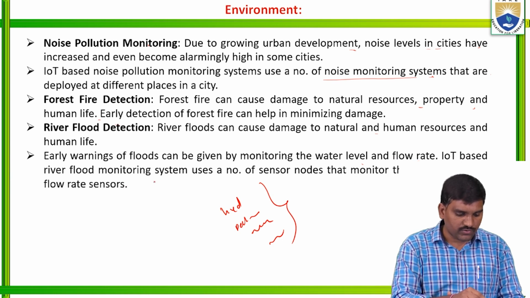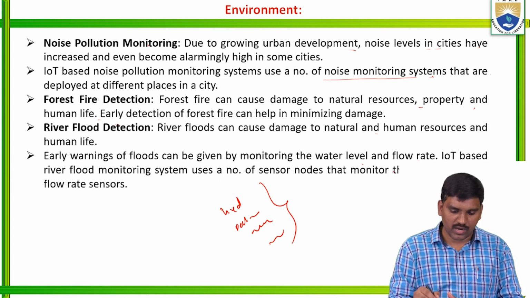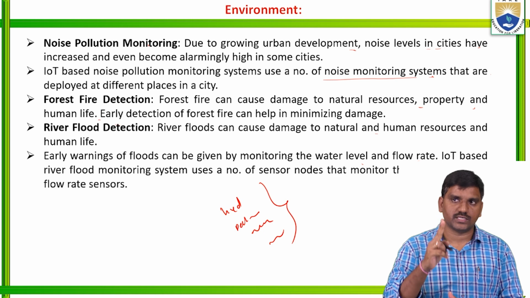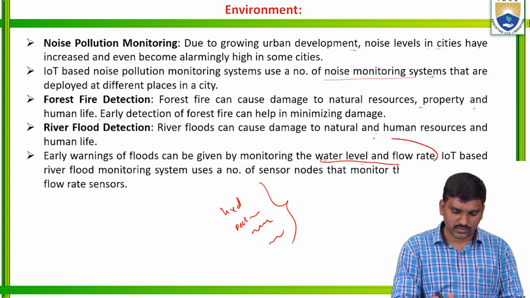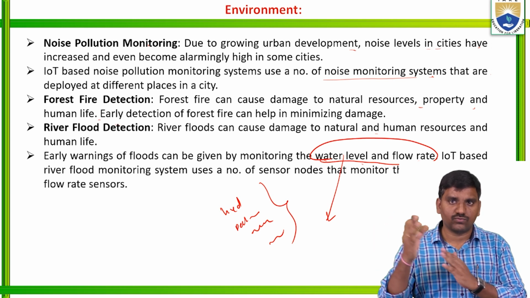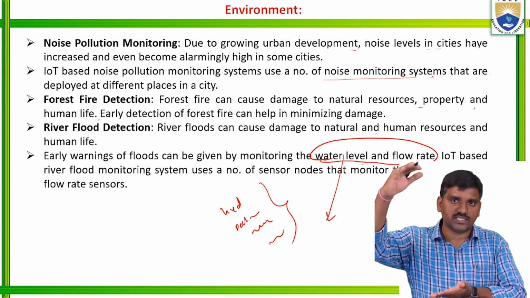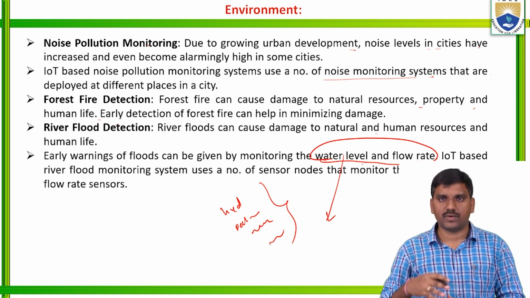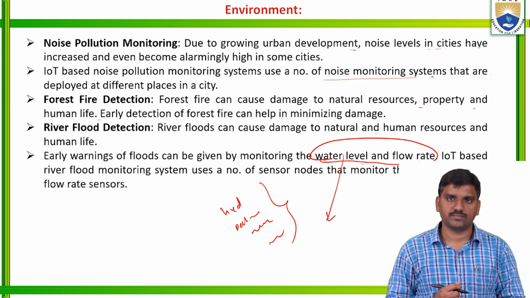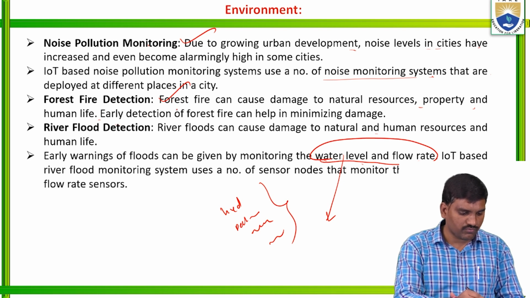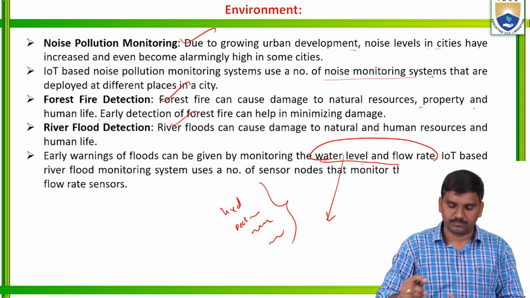An IoT based river flood monitoring system uses a number of sensor nodes and flow rate sensors to monitor the water level and flow rate. Only two things here: one is the water level and the other is the flow rate. These two facts can increase, and automatically the data is sent to the destination. If the water level is increasing and the flow rate is very fast, immediately the data can pass to the destination. So these are the three: noise pollution monitoring, forest fire detection, and river flood detection.